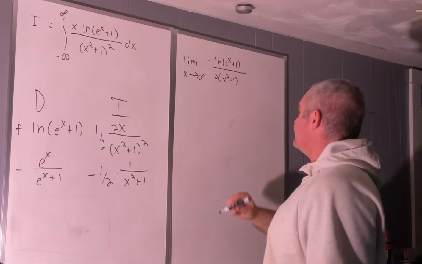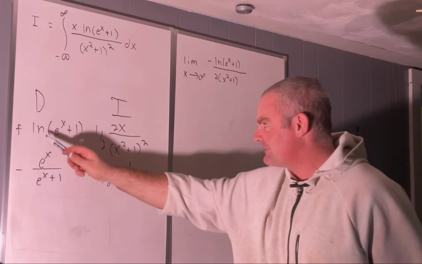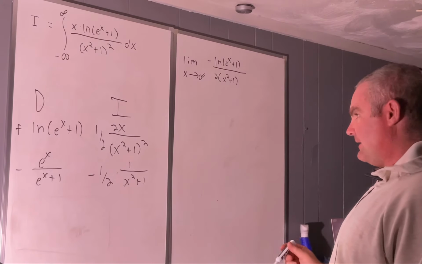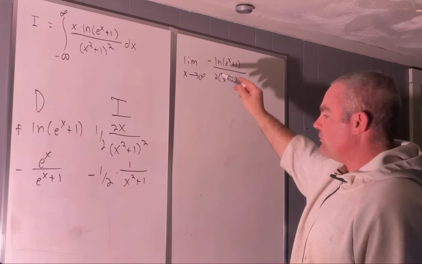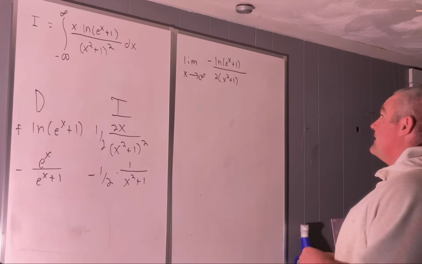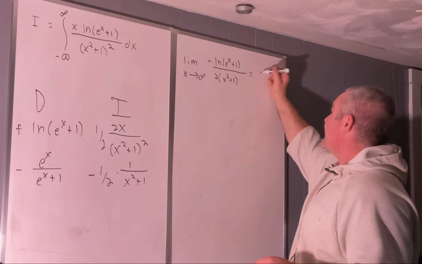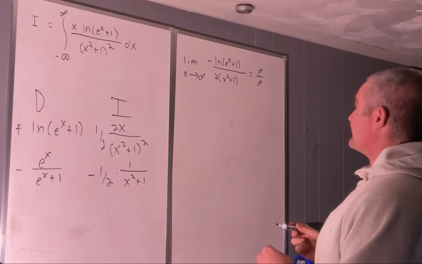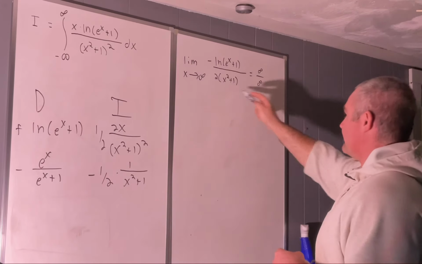All right, did I get that right? Our upper bound is going to be this. If we evaluate this at infinity, it's going to be the limit as x goes to infinity of negative natural log e to the x plus 1 over 2 times x squared plus 1. Okay, let's take the limit as x goes to infinity. We would have the following form. We would get infinity over infinity, because e to the infinity is infinity, natural log of infinity is infinity, and then of course we have infinity on the bottom.